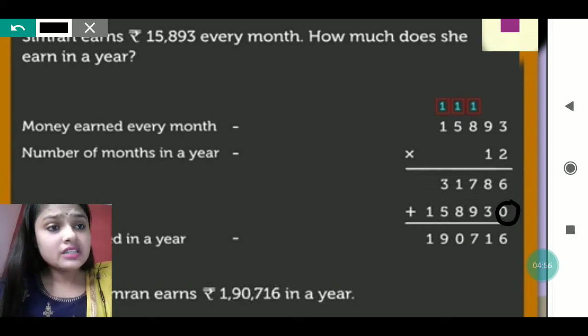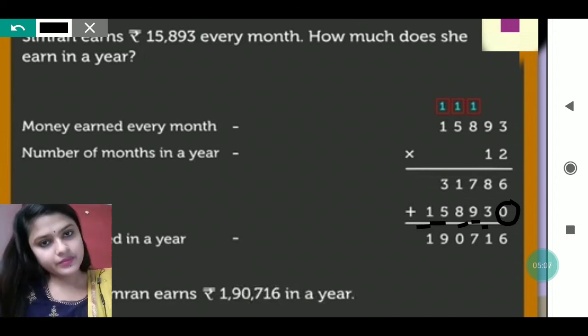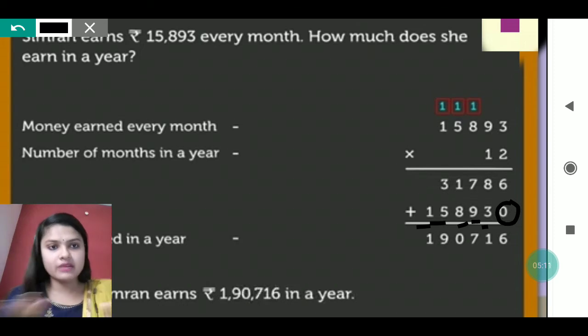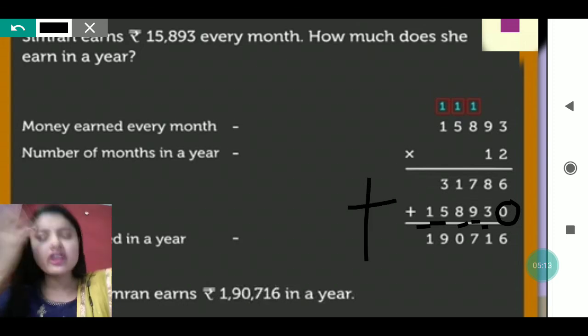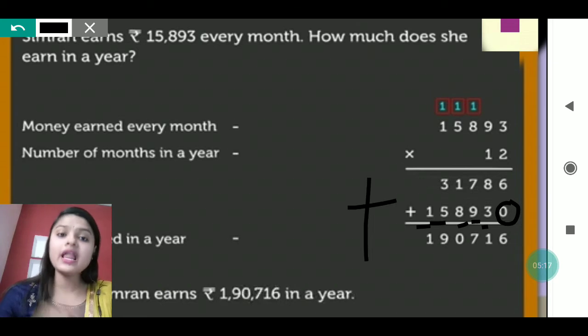Now 1 into 3 is 3, 1 into 9 is 9, 1 into 8 is 8, 1 into 5 is 5, and 1 into 1 is, sorry, 1. So like this we have already calculated all the numbers. Now we will add it.